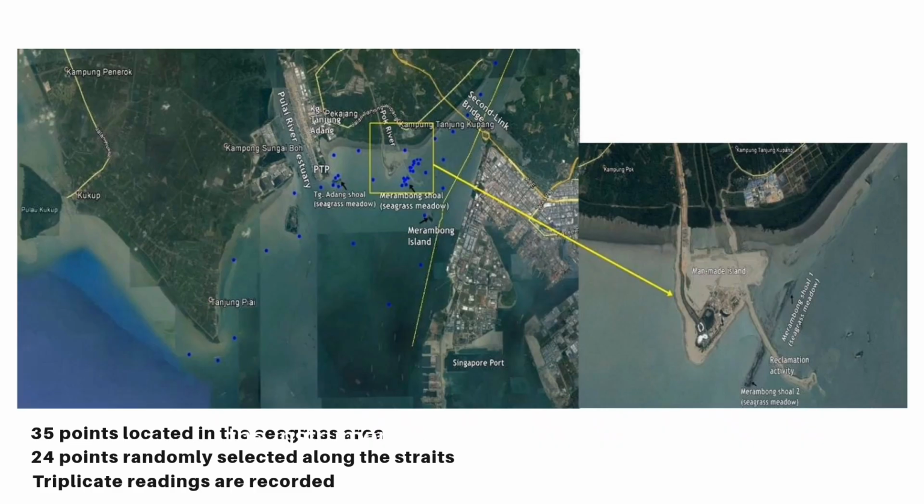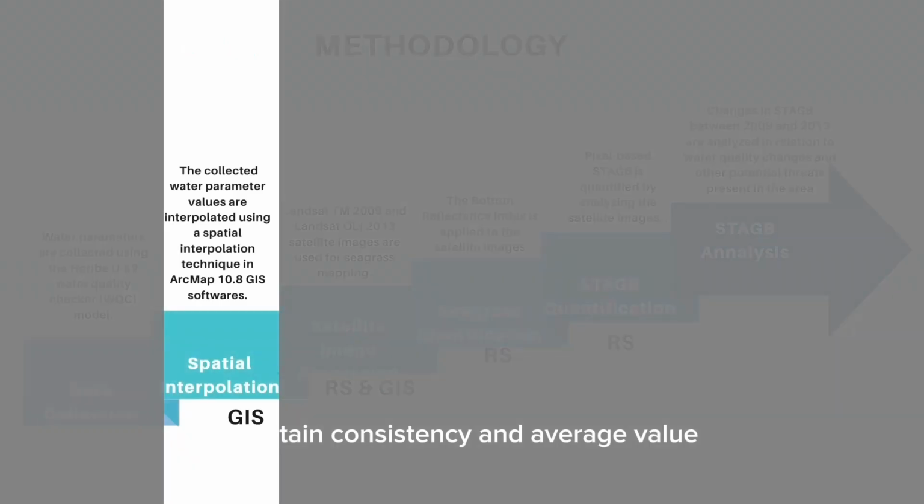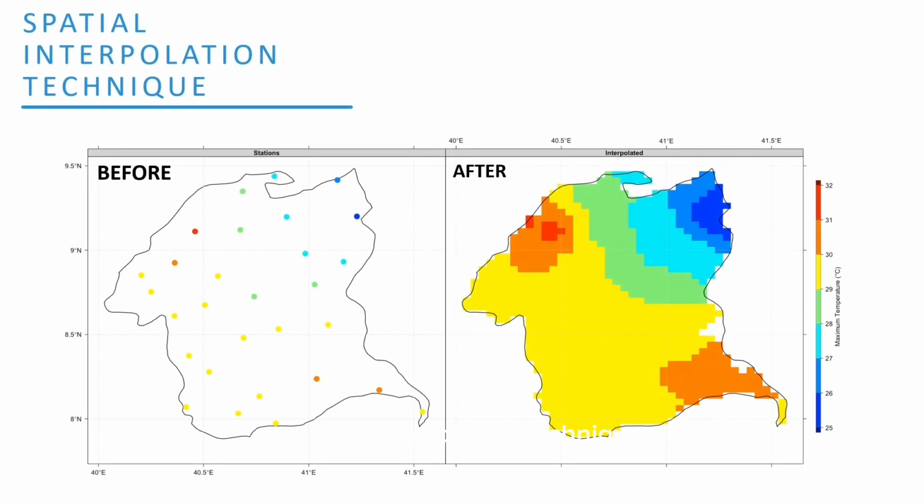The instrument was used to collect data on 2 different dates, February 2009 and June 2013. A total of 59 sampling points were selected in both seagrass and non-seagrass areas, with 35 points recorded in the seagrass area and another 24 points randomly selected along the straits. Triplicate readings were recorded for each sampling point to attain consistency and an average value. All the values of all parameters from the known sample points have been interpolated using a GIS processing system, ArcMap 10.8. A spatial interpolation technique was used to assign the most optimal value to unknown locations in the Merambong vicinity.